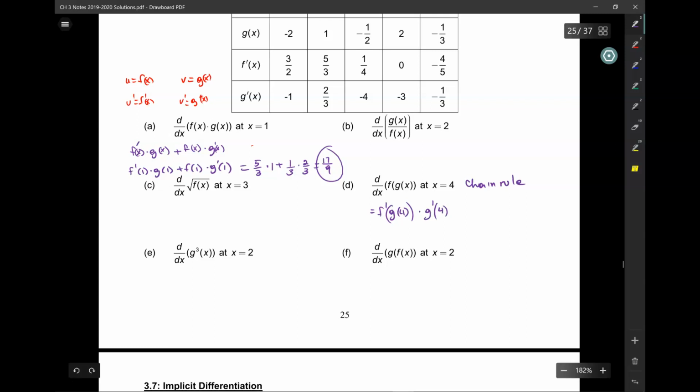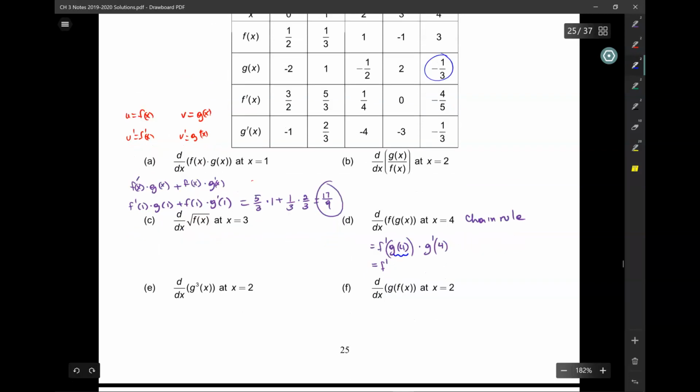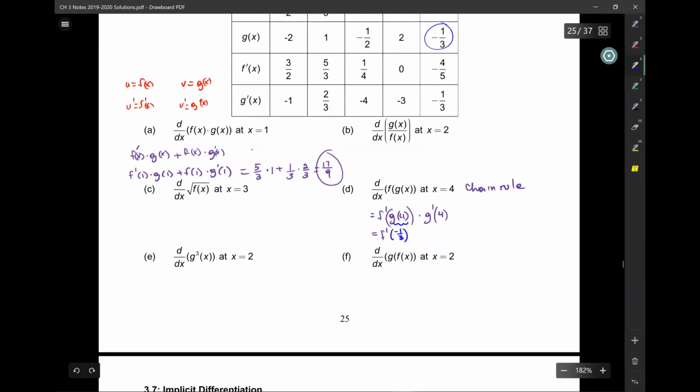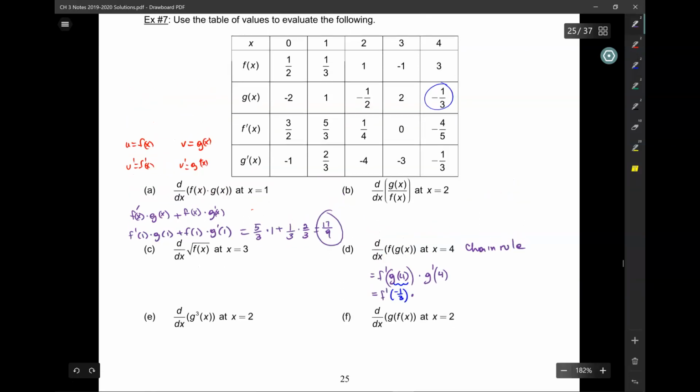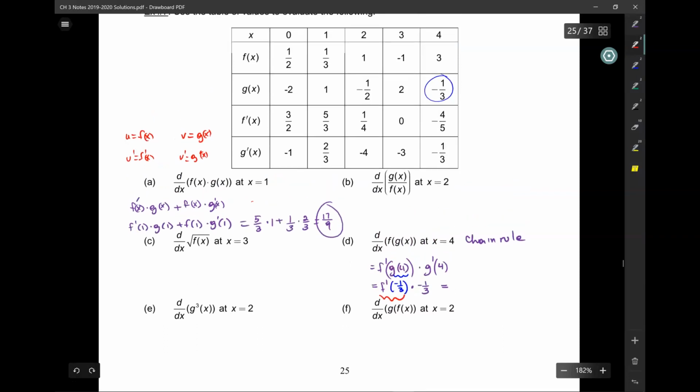Now look at this one now. F prime of, what's g of 4? Negative 1/3. So I have to go one more time. Times g prime of 4. What's g prime of 4? Negative 1/3. So this is, what's f prime of negative 1 over 3? No, that makes sense. I mean, if you wanted to try before.